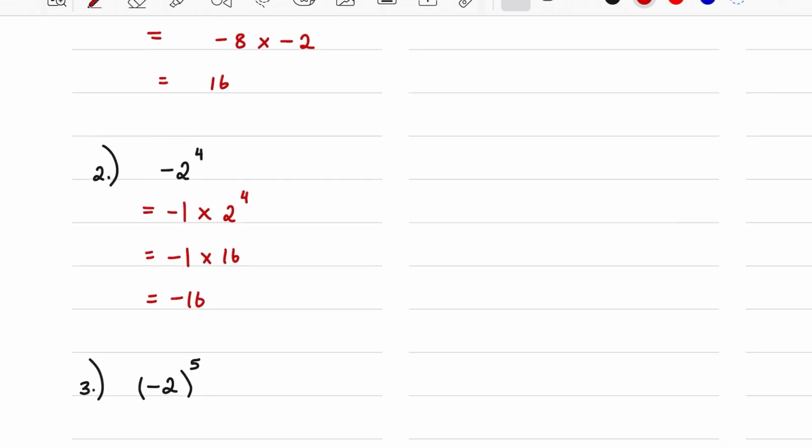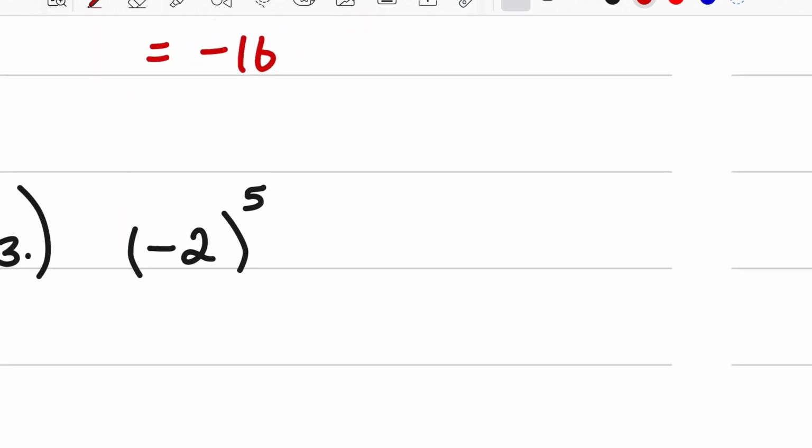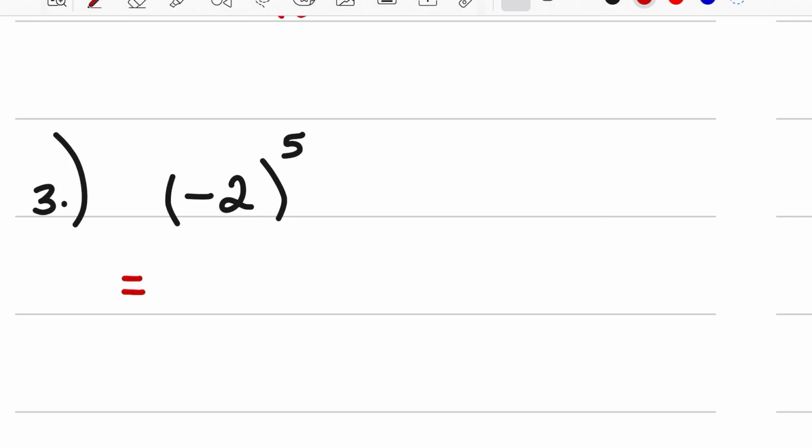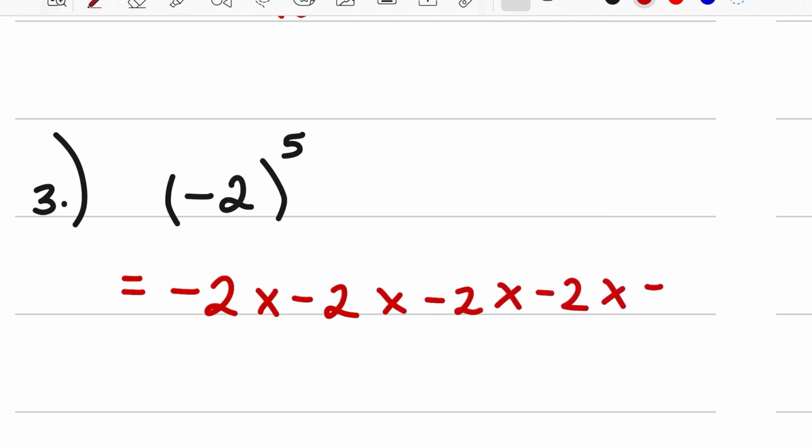Example 3 says minus 2 to the power of 5. This is going to be equal to minus 2 multiplied by minus 2 multiplied by minus 2 multiplied by minus 2 multiplied by minus 2. I know that this power is odd, so my answer should be negative. And 2 to the power of 5: 2 times 2 is 4, 4 times 2 is 8, 8 times 2 is 16, 16 times 2 is 32. So I know my answer is minus 32.